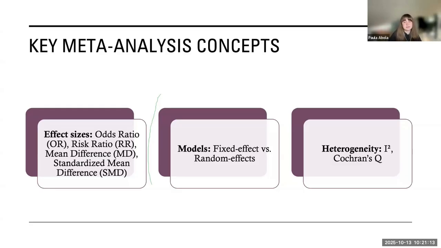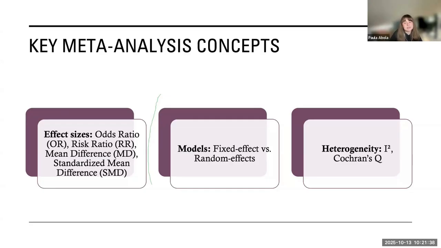Second, the statistical model matters. A fixed effect model assumes all studies are estimating the exact same effect. And a random effect model, which is more common in health research, assumes the true effect varies between studies, which is realistic because studies often differ in populations, settings, or methods.